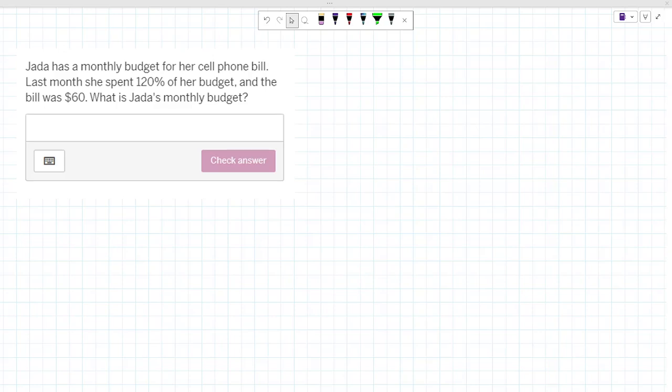Okay, so if she spent 120% of the budget, so Jada spent 120% of the budget, which really means she spent an extra, how much over 100% did she go? 120%, that's how much more than 100%? She spent an extra 20%. So why don't we try to figure out what that 20% would look like?